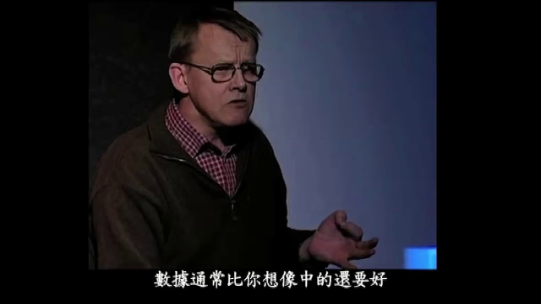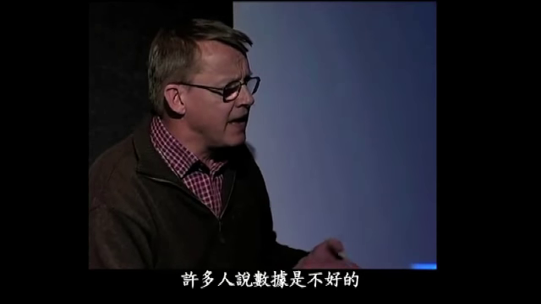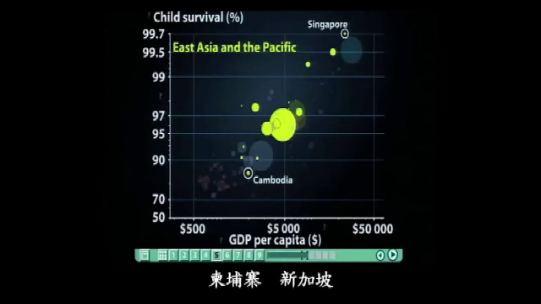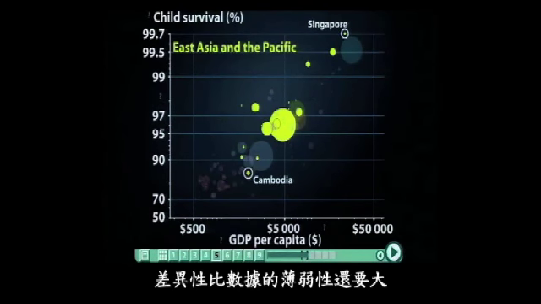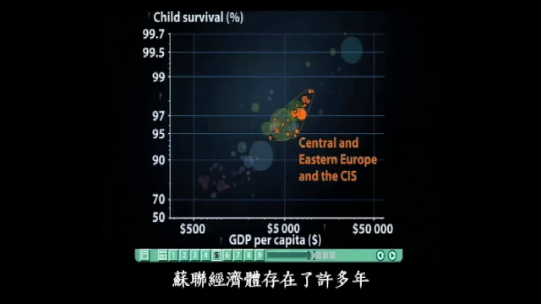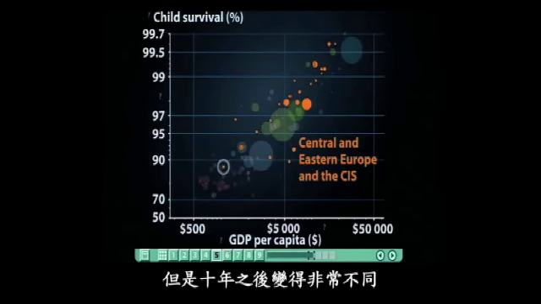Data is often better than you think. Many people say that data is bad. There is an uncertainty margin. But we can see the difference here, Cambodia, Singapore. The differences are much bigger than the weakness of the data. East Europe, Soviet economy for a long time, but they come out after 10 years very, very differently.